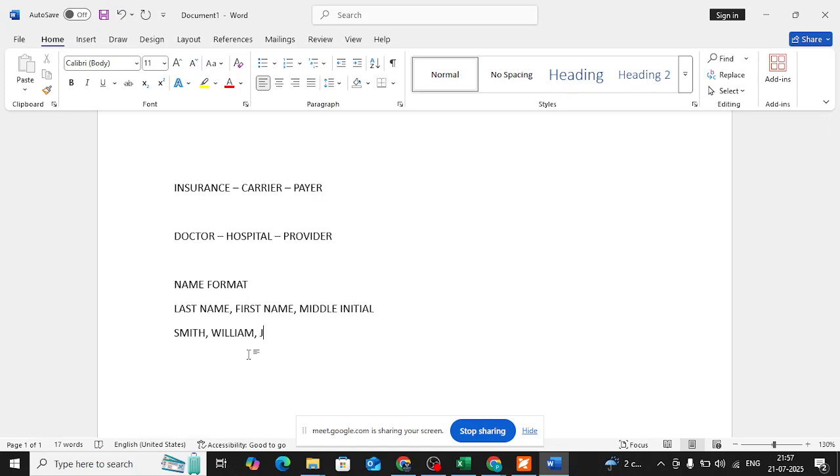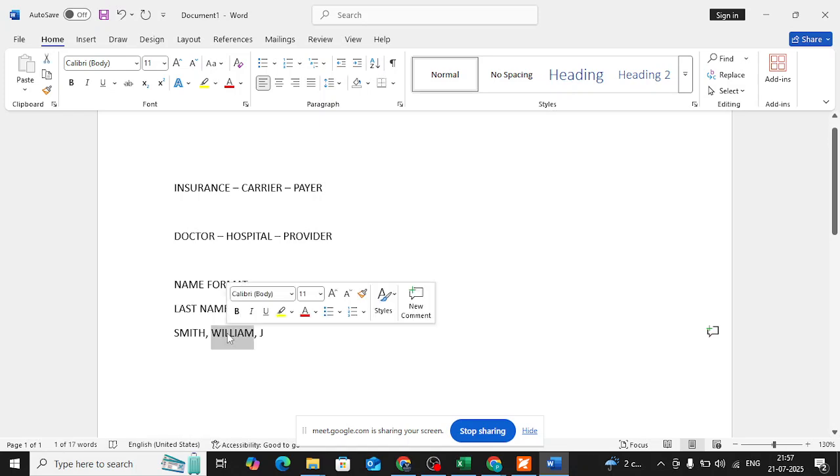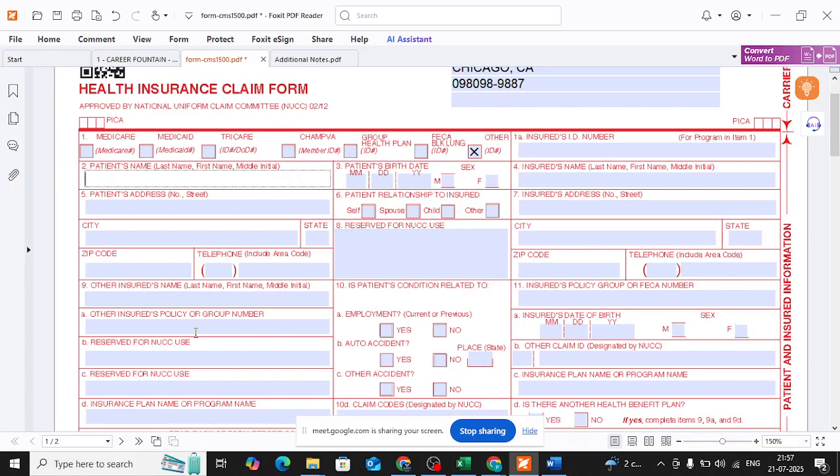If you are talking to the representative at the insurance and they ask you the patient name, you should not say William Smith, or else they will open the wrong claim or wrong patient. Instead of that, just open the claim form, and however it is looking in the claim form, in the application, or on the ID card, everywhere the format is like this only. All over the US, they are following this format for the name.